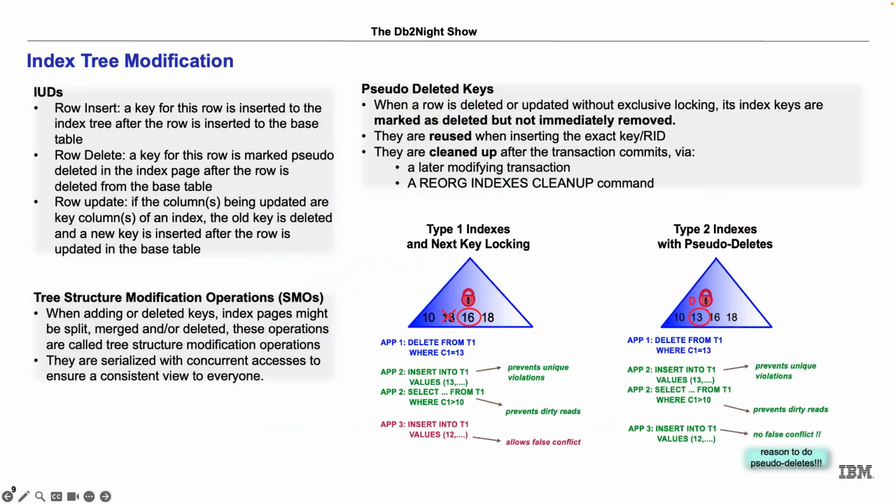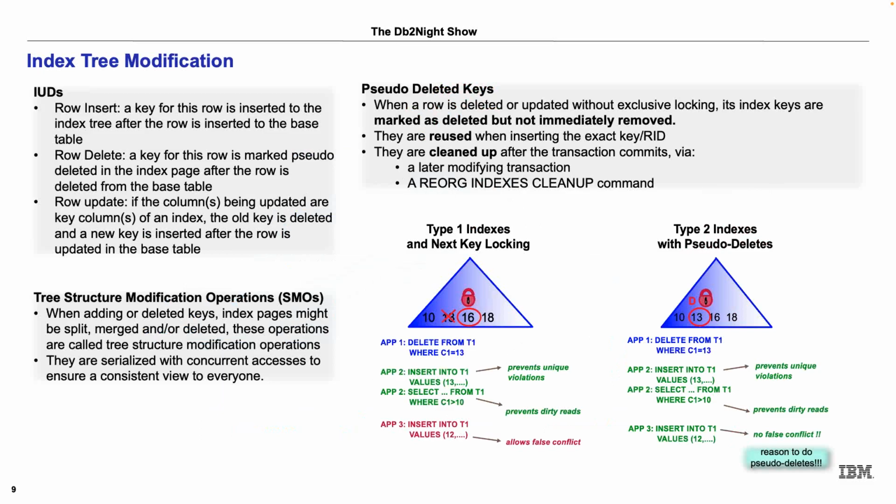Okay, so next is the index tree modifications. So we revisit the tree search. So next for the updates of the tree. When there's a row inserted to the base table, the key is inserted afterward. And when the row is deleted, the key will be marked pseudo deleted. During the update of a row, DB2 will delete the old key and then insert the new one if the update affects the index key columns.